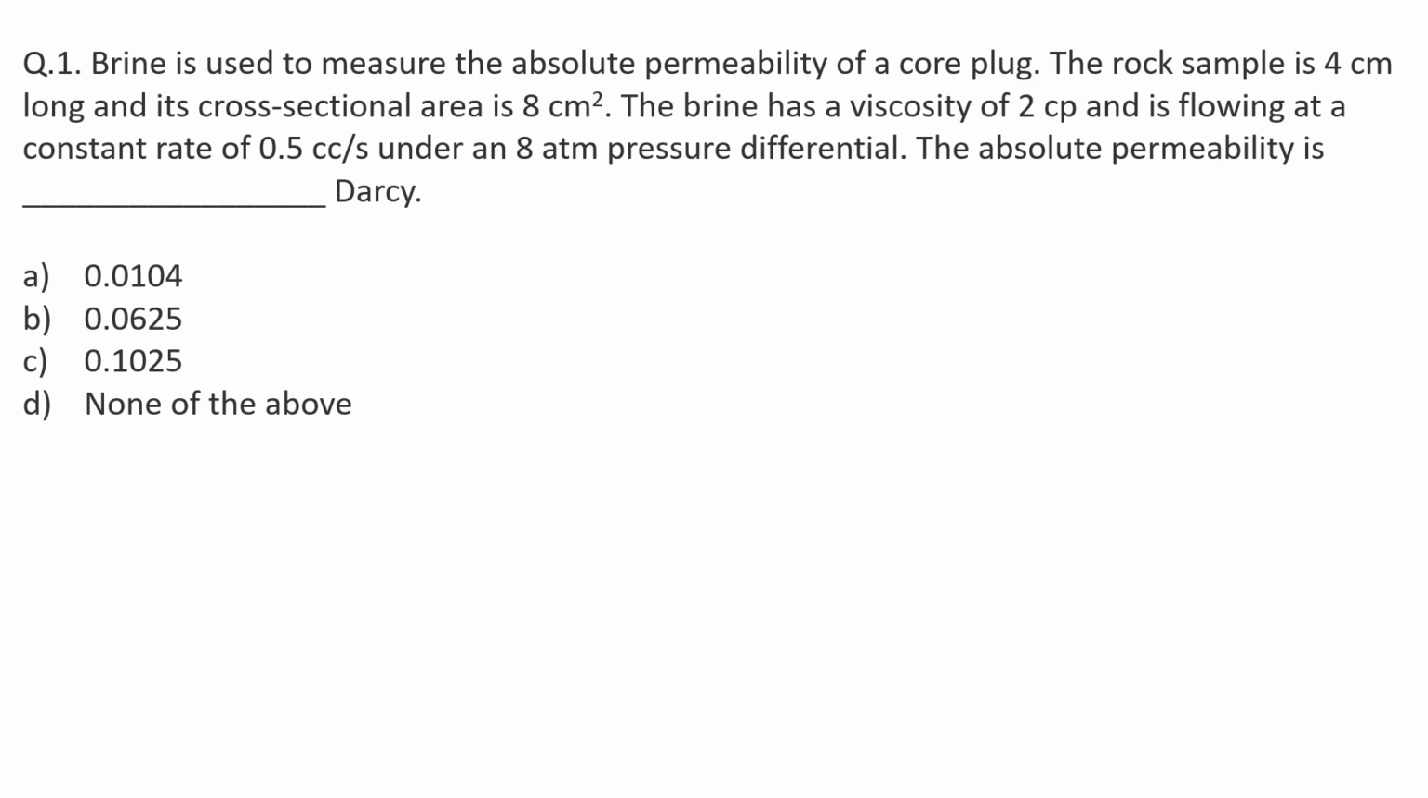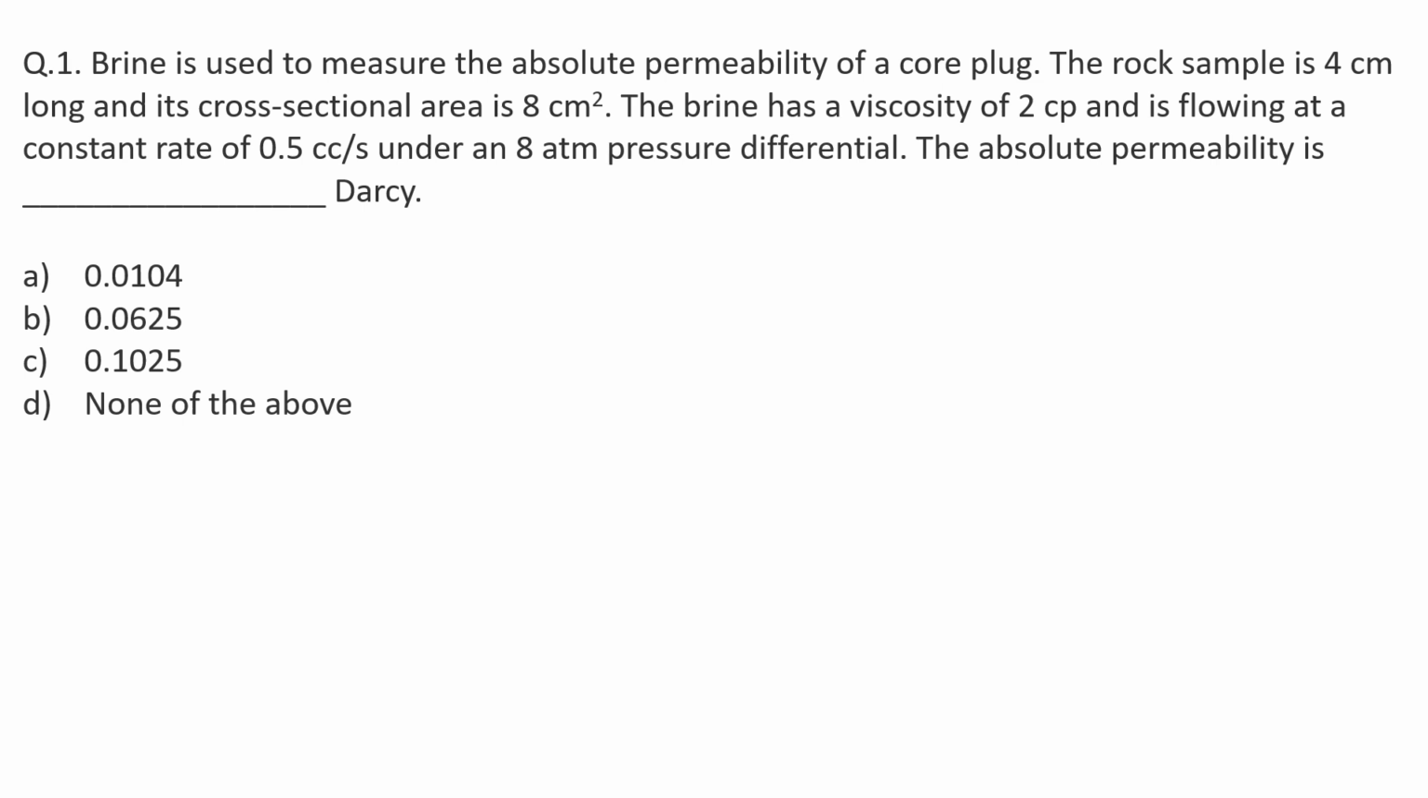The first question is that brine is used to measure the absolute permeability of a core plug. The rock sample is 4 centimeter long and its cross sectional area is 8 centimeters square. The brine has a viscosity of 2 centipoise and is flowing at a constant rate of 0.5 cc per second under an 8 atmospheric pressure differential. The absolute permeability is dash Darcy. So the options are A 0.0104, option B 0.0625, option C 0.1025 and option D none of the above.